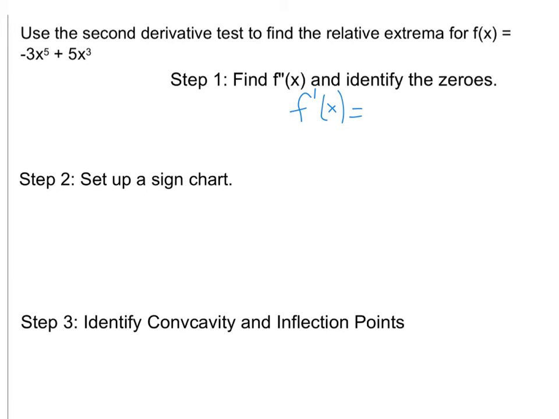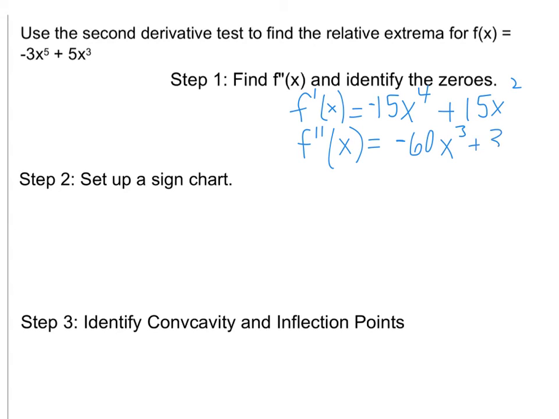and that's going to be equal to 15x to the fourth plus 15x squared. Go ahead and find the second derivative, which is going to be negative, oh, whoops, I forgot the negative on here. Negative 60x to the third plus 30x.